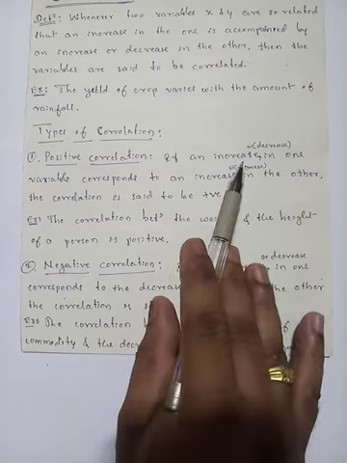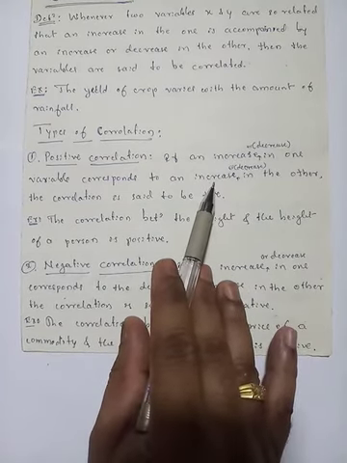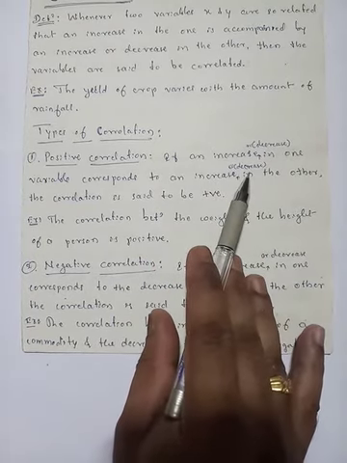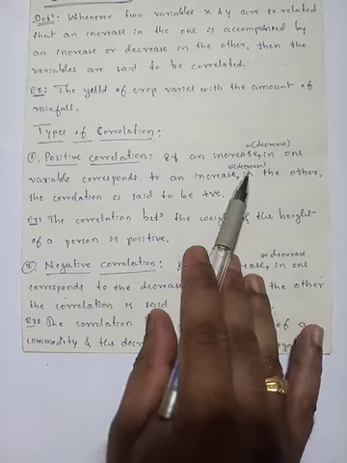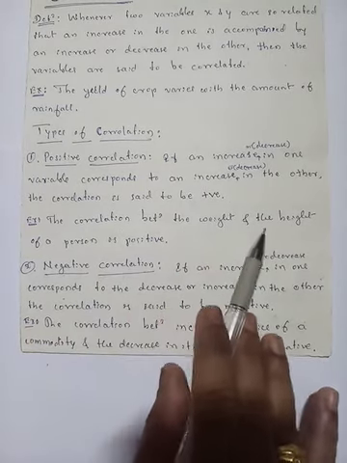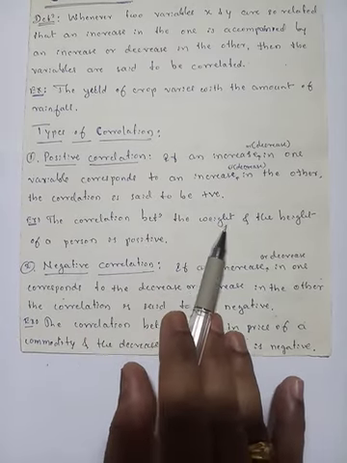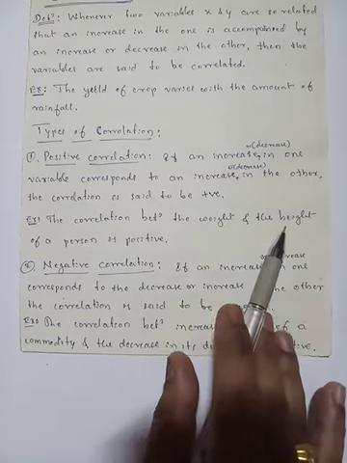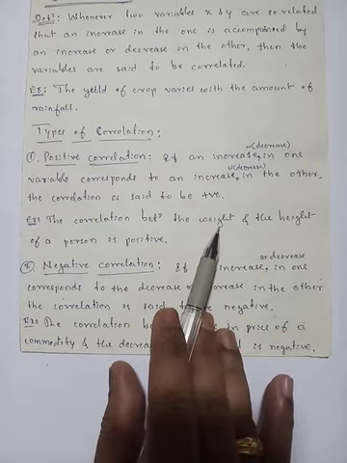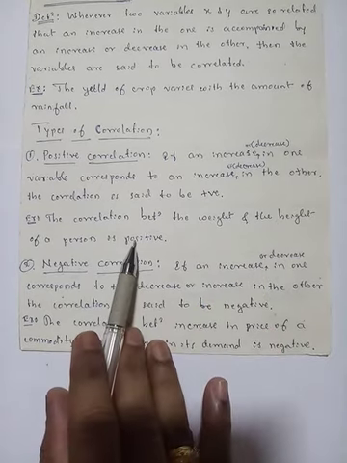Means if there is an increase in the one variable, there is an increase in the other variable also. If there is a decrease in the one variable, there is a decrease in the other variable also. The example is the correlation between weight and height of a person is positive, because as the height of the person increases, the weight also increases. So this is the example for positive correlation.